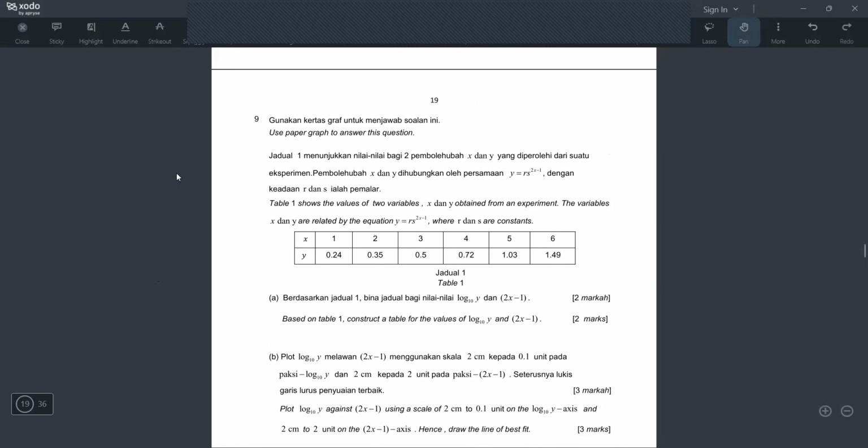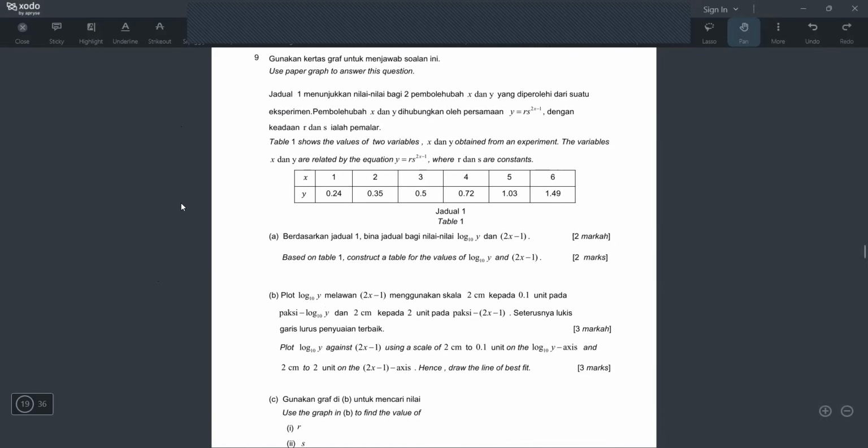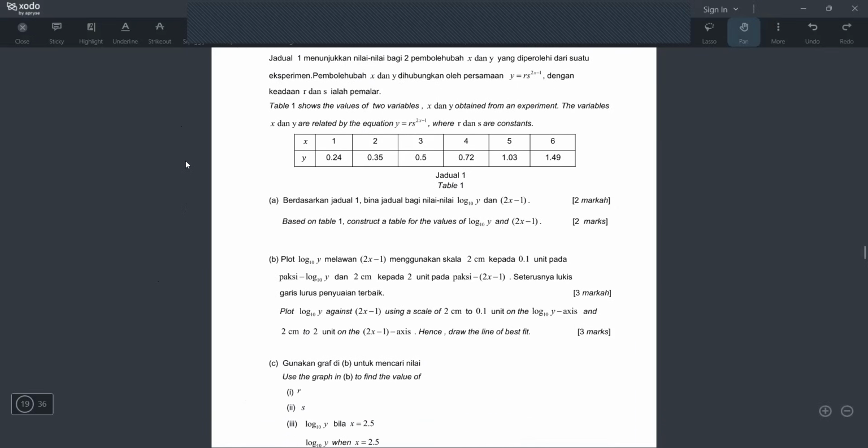Okay, let's go number 9. Okay, number 9, this is linear law. I have to draw a graph. Okay, let's read the question. Table 1 shows the values of two variables, x and y, obtained from an experiment. So this is the table. The variables x and y are related by this equation where r and s are constants.